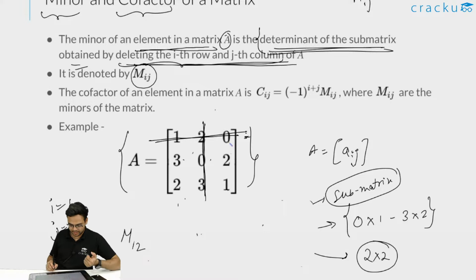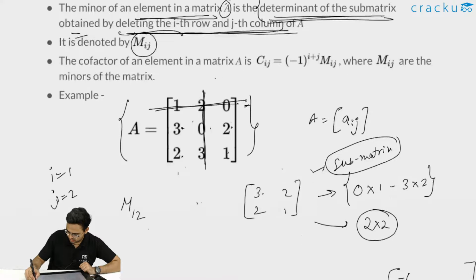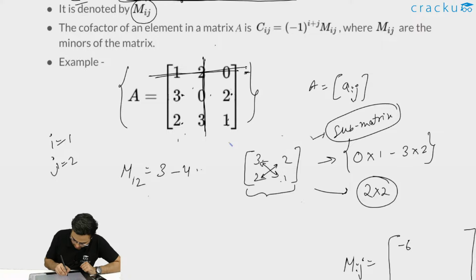So what is the submatrix which we are left with? The submatrix which we are left with is 3, 2, 2 and 1. The determinant of this submatrix will be 3 into 1, which is 3, minus 2 into 2, which is 4. So 3 minus 4 is equal to minus 1. So M12 is minus 1.